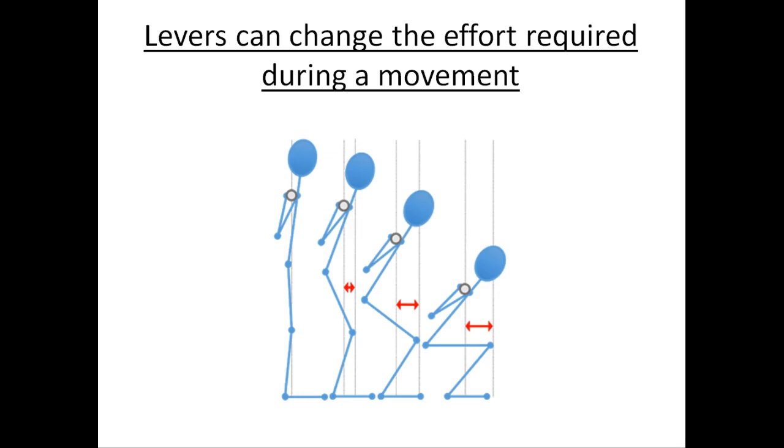Right, so levers will change according to the effort required during a movement. If we're looking at the hip to knee line, that hip to knee ratio is where you can see that in standing, the hip and knee are perfectly aligned, and then when you're doing a deep squat, the hips and the knees are about as far apart as they could possibly be with the full length of the femur.